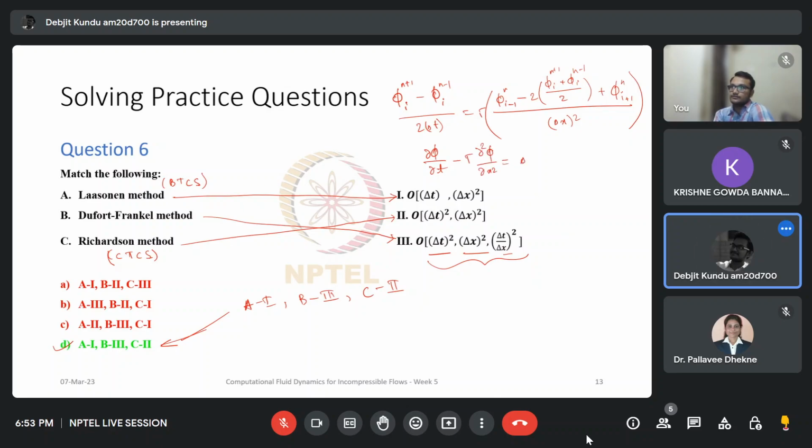And then ideally this should be 0, right? But we will have some terms like this of delta t square, delta x square something, then delta t by delta x square multiplied by something, plus higher order terms. But these would be the leading terms, and that's what determines the order of accuracy of any equation. Right. So this is what happens in case of Richardson method. These are the leading order terms, and this is the order. Okay. Any questions on this?